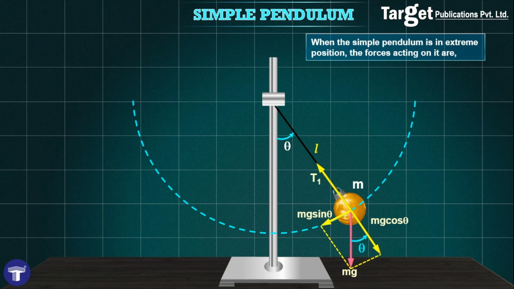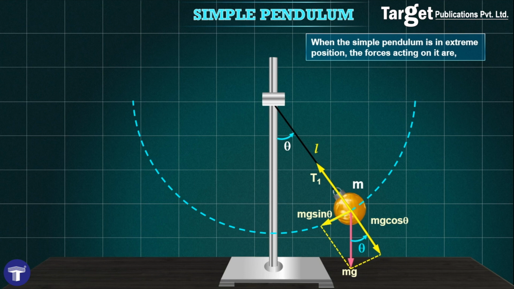Now let me ask you a question. You can see that there are exactly three forces acting on the bob. There's T1, which is the tension, there's mg cos theta, and there's mg sin theta. Which of these three forces is causing the bob to come back to the mean position? It's very simple to see that it is the force of mg sin theta which is making the bob come back to the mean position.